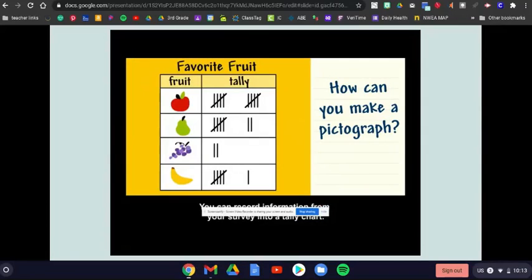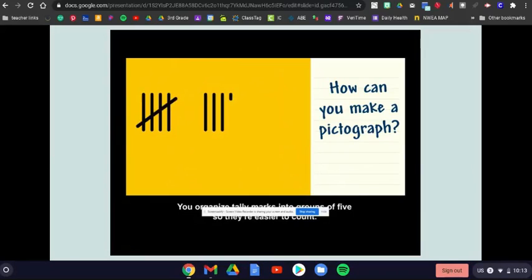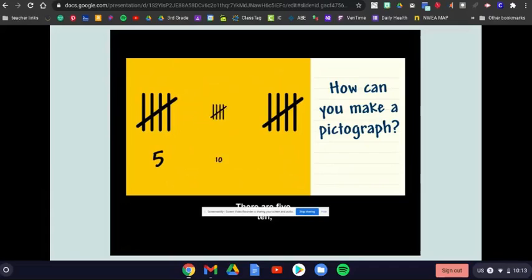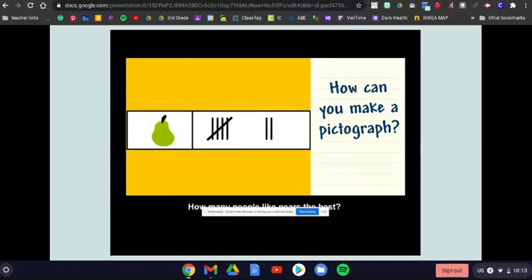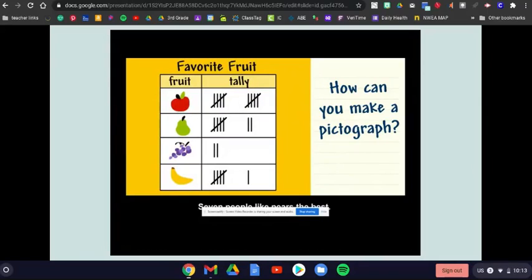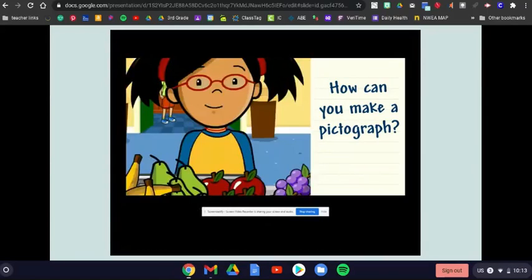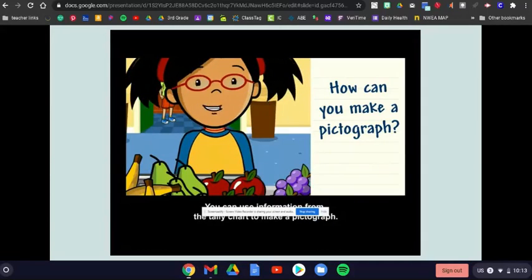You can record information from your survey into a tally chart. You organize tally marks into groups of 5 so they're easier to count. There are 5, 10, 15 tally marks. How many people like pears the best? Start with 5, then count on 2. 6, 7. 7 people like pears the best. You can use information from the tally chart to make a pictograph.